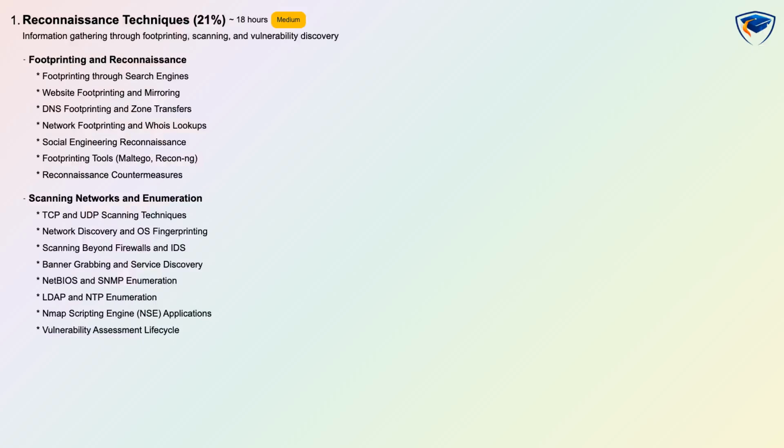Scanning and enumeration topics include TCP and UDP scanning, OS fingerprinting, banner grabbing, NetBIOS and SNMP enumeration, the Nmap scripting engine, and the vulnerability assessment life cycle. This domain is medium difficulty, estimated at 18 hours, and evaluated with conceptual and scenario-based questions.